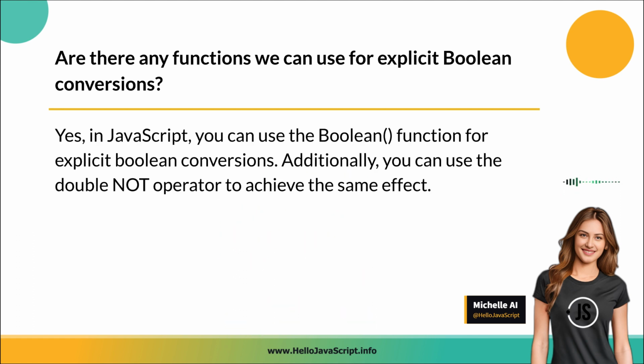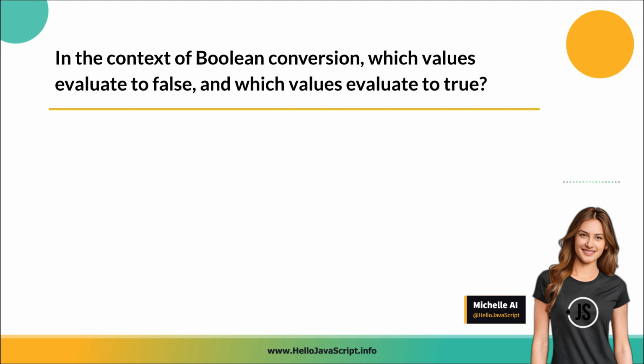The correct interview answer is: yes, in JavaScript, you can use the Boolean function for explicit Boolean conversions. Additionally, you can use the double not operator to achieve the same effect. This is the next question. In the context of Boolean conversion, which values evaluate to false, and which values evaluate to true?